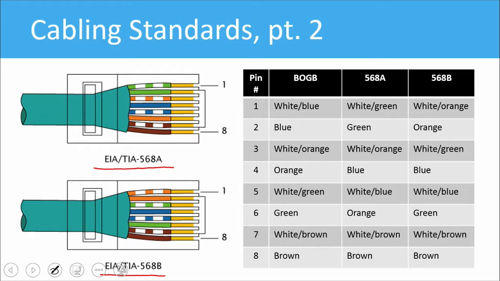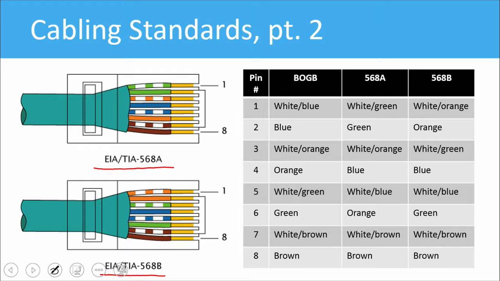568A follows a very specific pattern where you have the white and green, then white and orange, then solid blue, then white and blue, and then solid orange, and then the white and brown, and then brown. And then B is a little bit different here, okay?